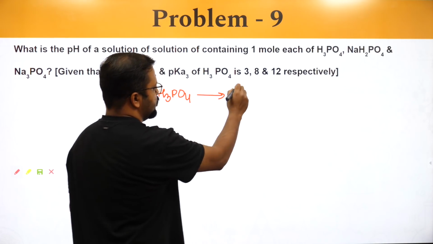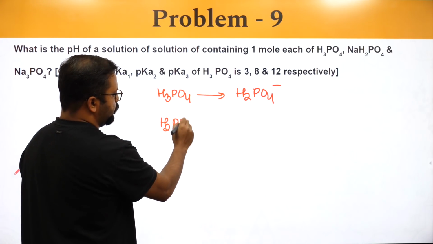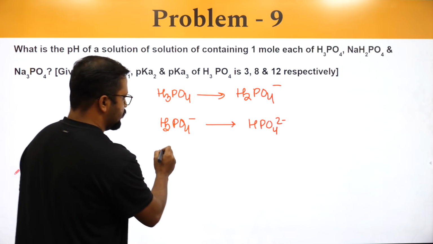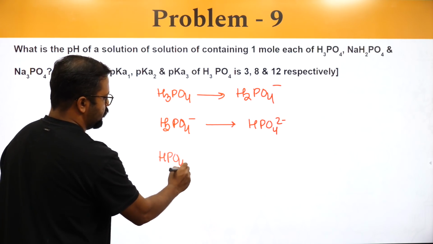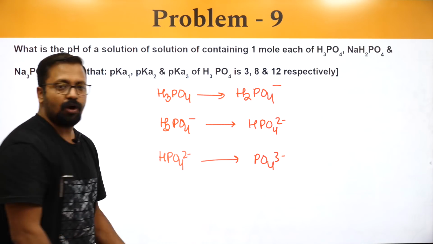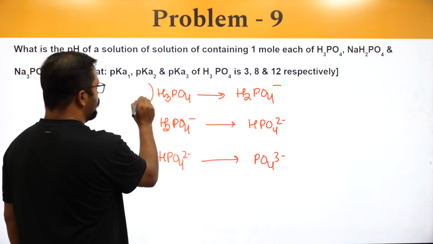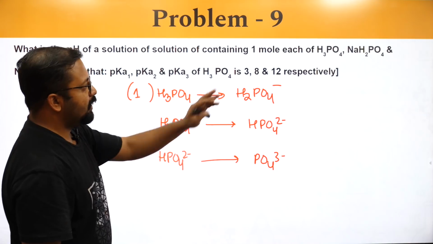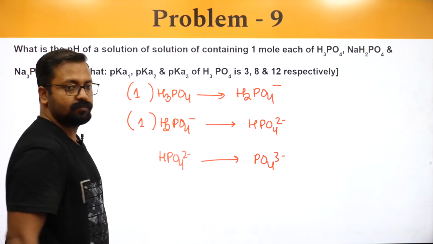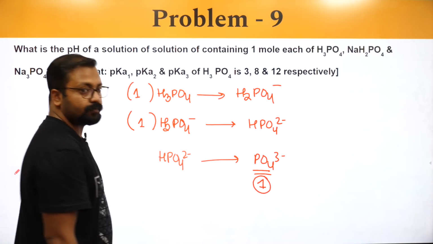H3PO4 changes to H2PO4 minus, H2PO4 minus changes to HPO4 2 minus, HPO4 2 minus changes to PO4 3 minus, H plus ion being common in all of them, I'm not writing that. So you have taken 1 mole each, this is 1 mole. You have taken H2PO4 minus also 1 mole, and you have taken PO4 3 minus also 1 mole.